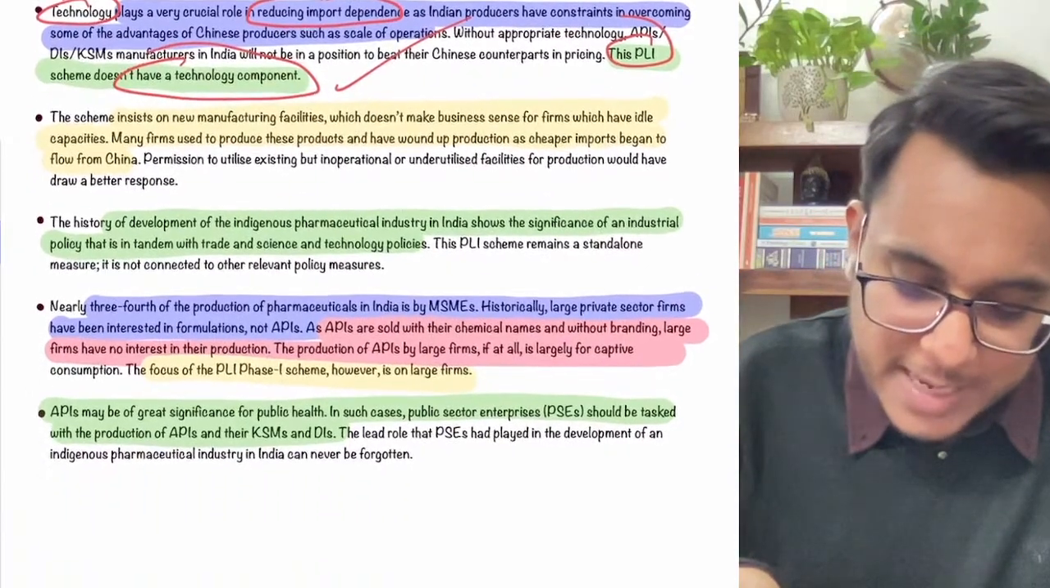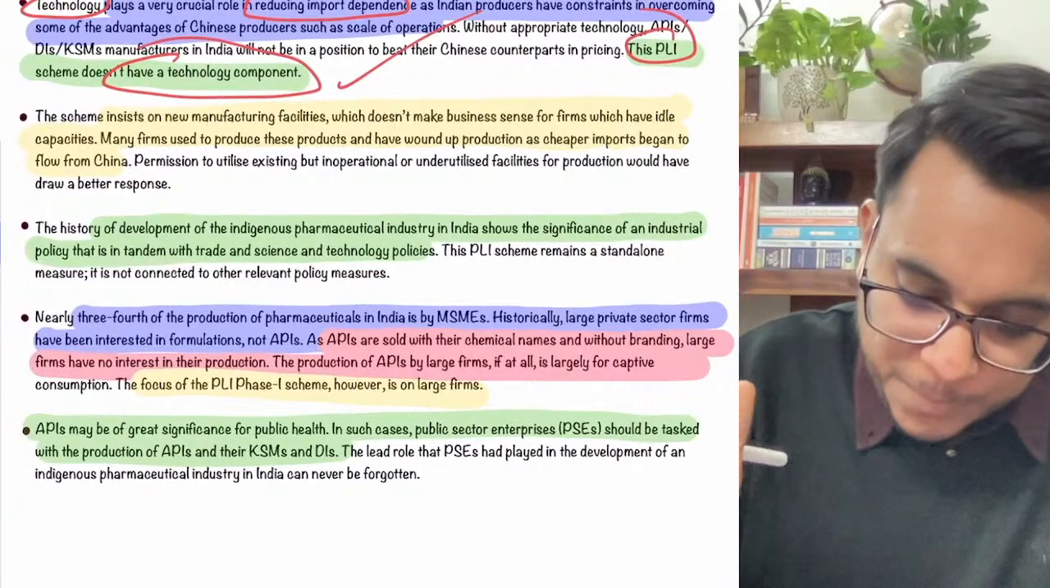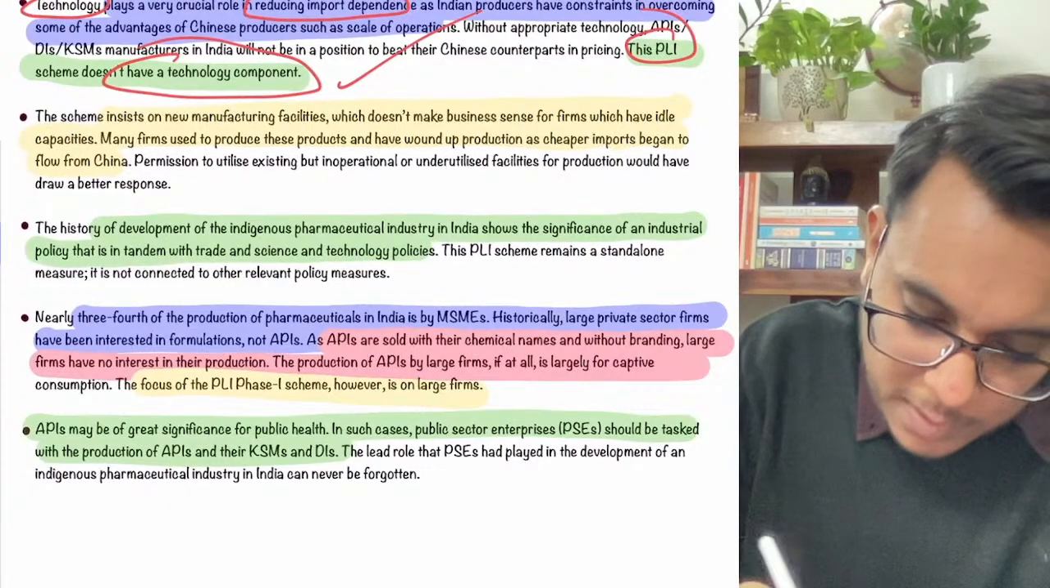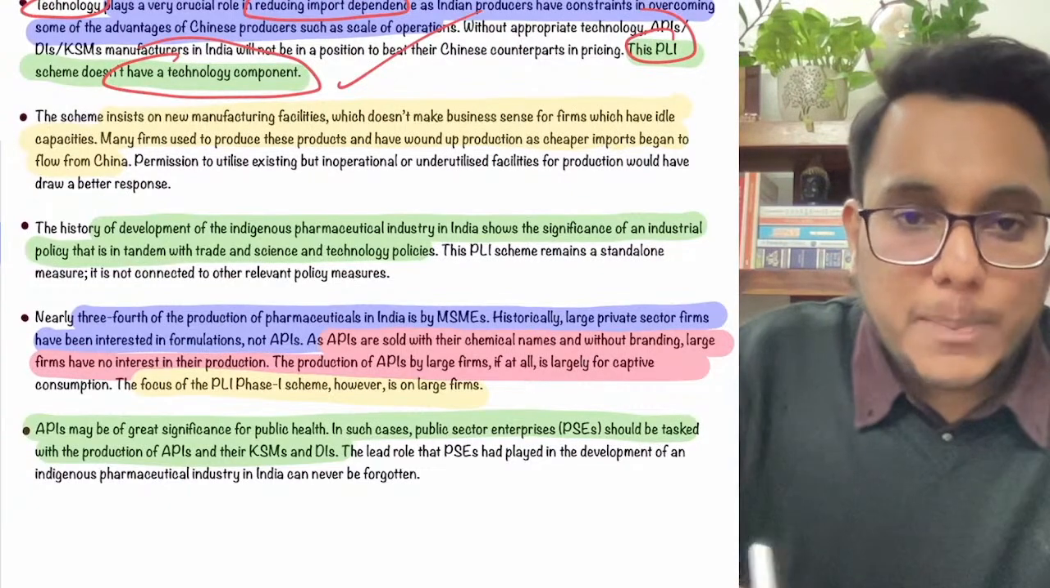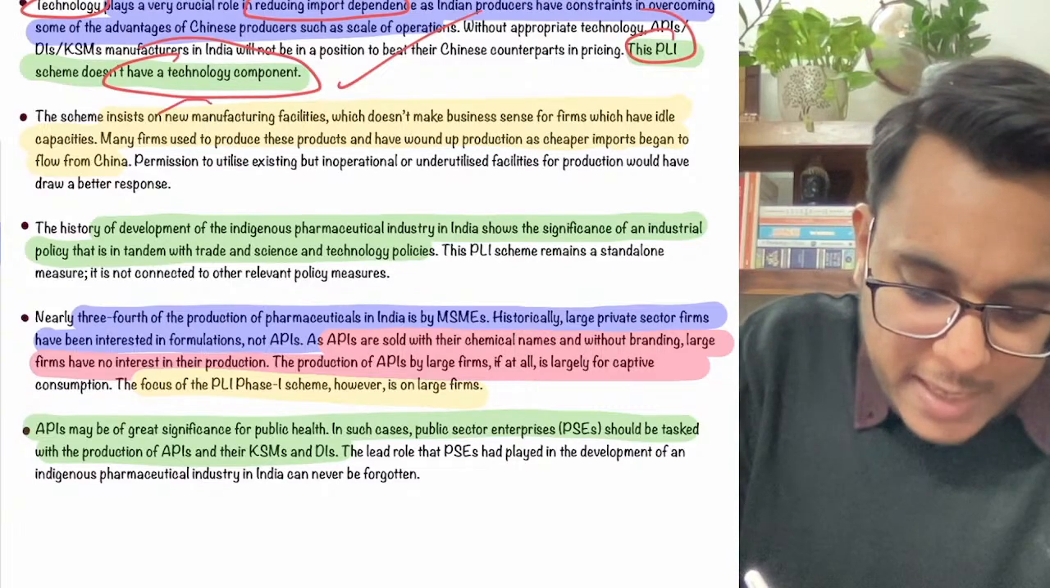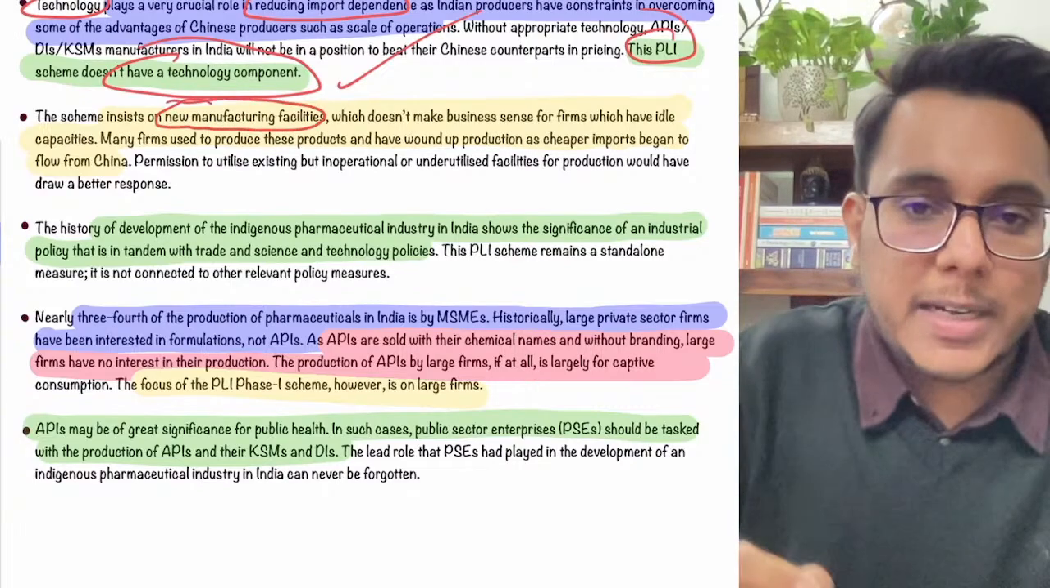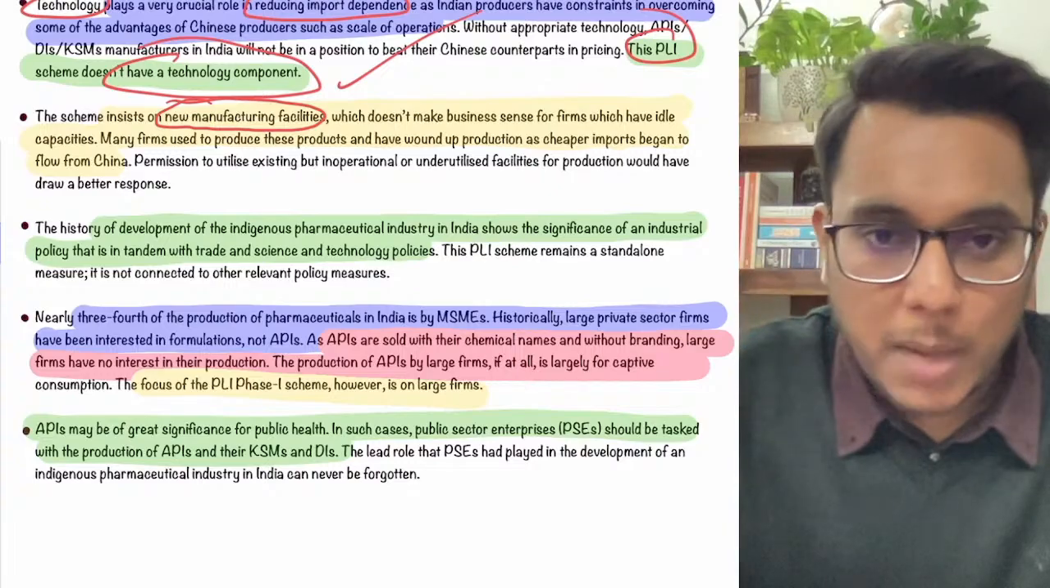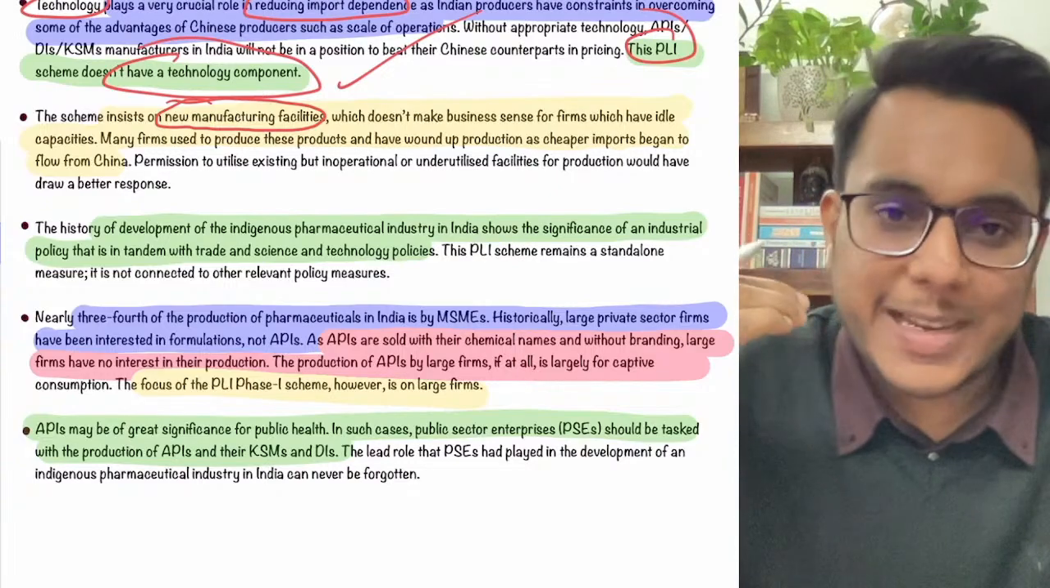Clear? After that, guys, the next thing that we talk about is that, see, now under the PLI, what are we incentivizing? We are incentivizing the new manufacturing facilities. You develop a new plant, and then we will incentivize you.